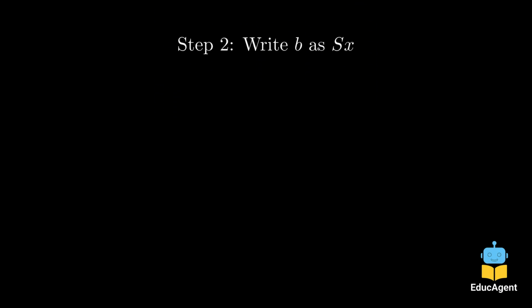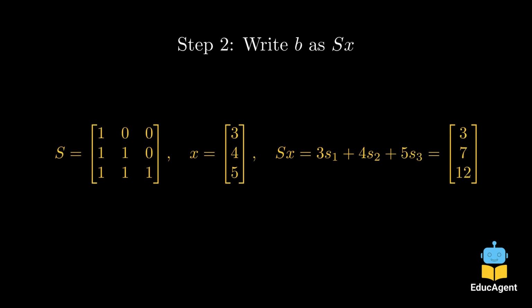Next, we express the same linear combination as a matrix times a coefficient vector, following Strang's observation that a matrix times X is a linear combination of its columns. Let S be the matrix whose columns are S1, S2, S3, and let X collect the coefficients 3, 4, 5. Multiplying S by X reproduces the linear combination and yields B. Remember, each column of S is one of the S vectors, and X's entries are the coefficients we used.